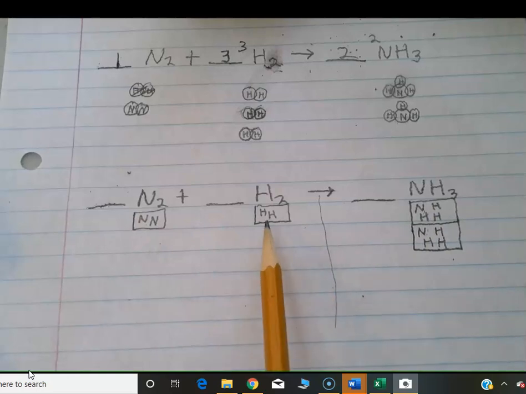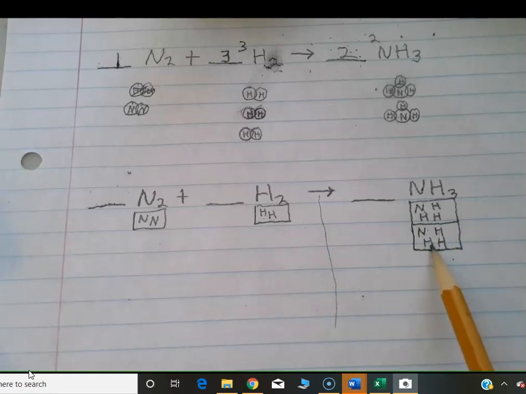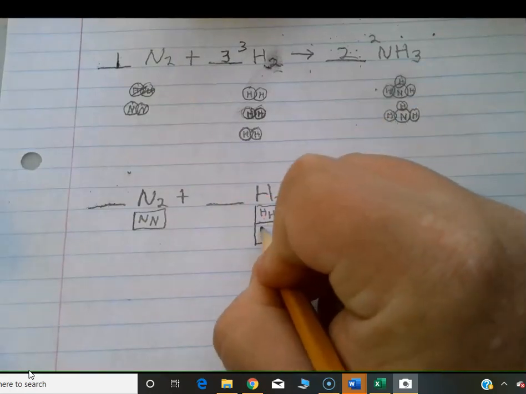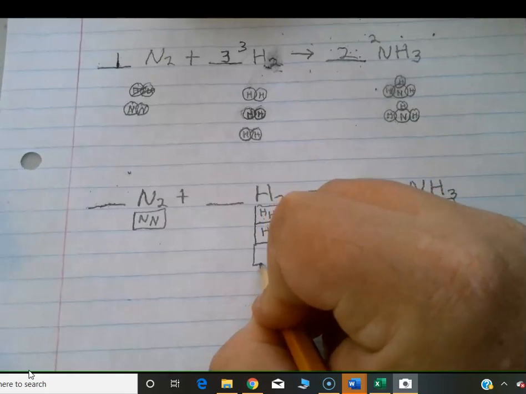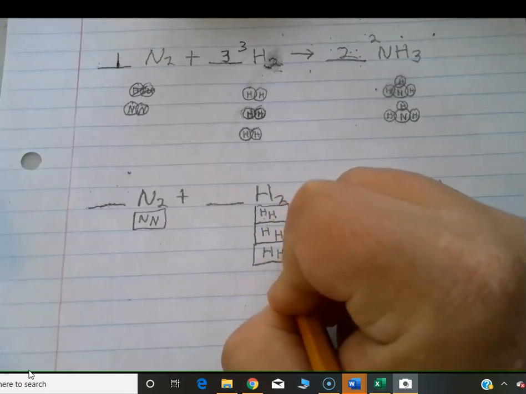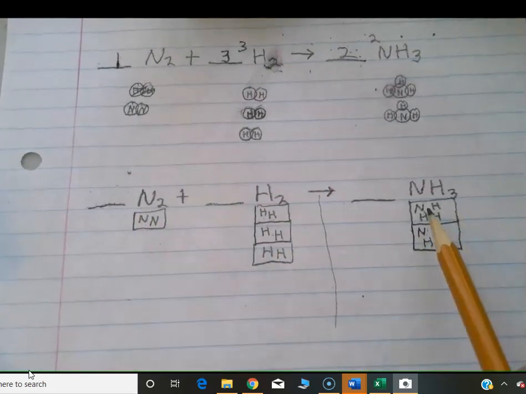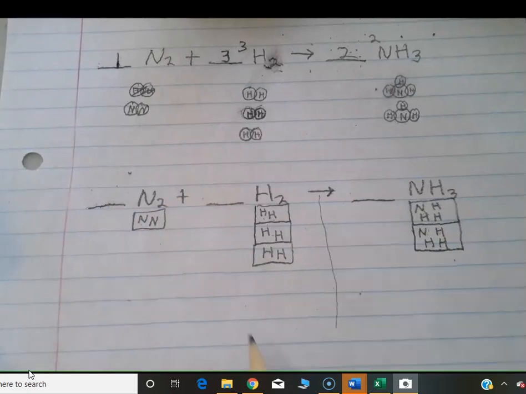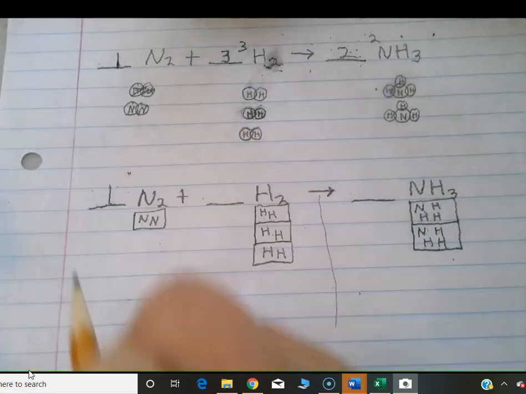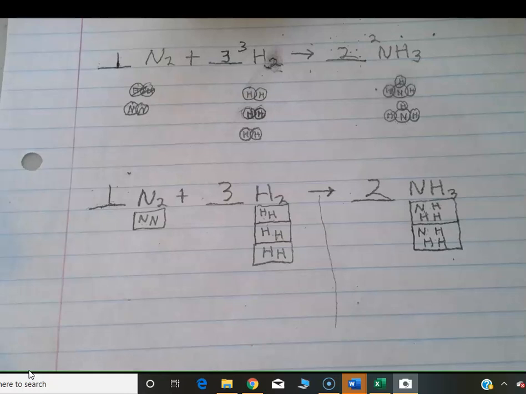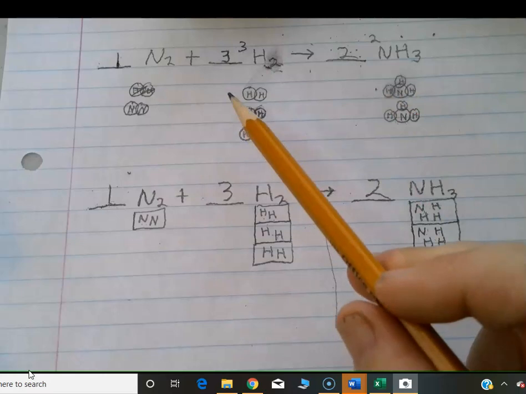Now hydrogen. So I have 2 here and I have 1, 2, 3, 4, 5, 6 here. So I need to get this to be up to 6. So I draw another box. And now I have 6 hydrogens here. I have 2 nitrogens here, and now I simply fill in my coefficients by counting the boxes. I have 1 box here, I have 1, 2, 3 boxes here, and I have 1, 2 boxes there, and that gets us to the same end that we had before. So it really is very much like the particulate model.